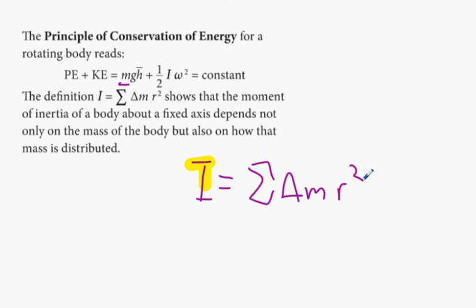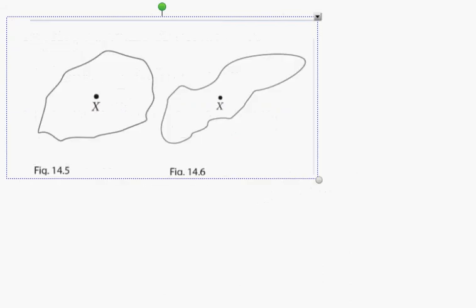This shows that the moment of inertia of a body about a fixed axis depends not only on the mass of the body, but also on how that mass is distributed. Let me explain that to you now. Remember we said that we had to add up each individual piece. If you look at these two bodies, and both bodies are of the same mass, which one do you think is more difficult to turn? The one on the right.